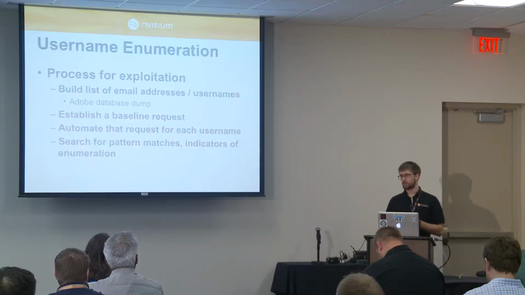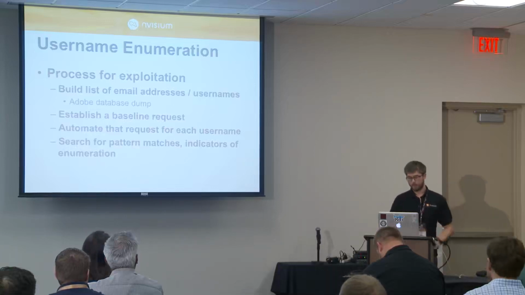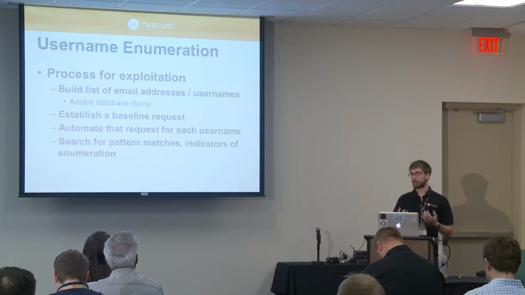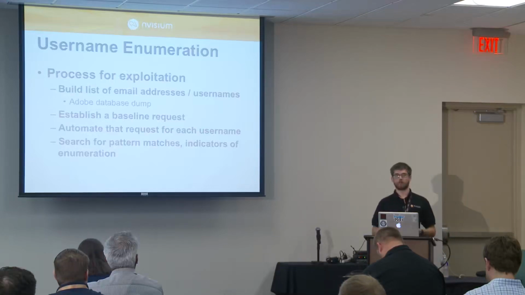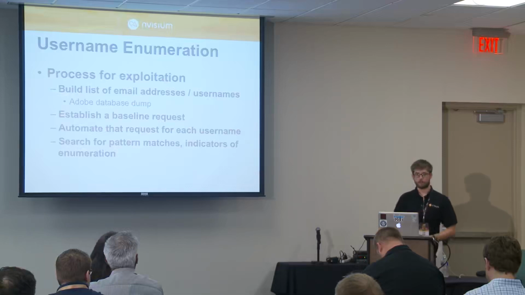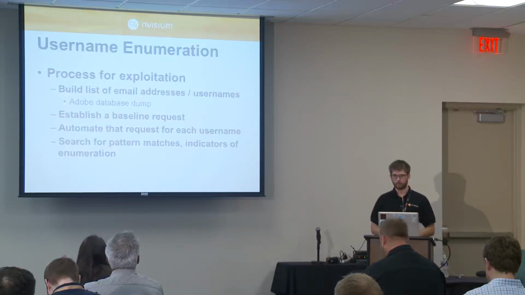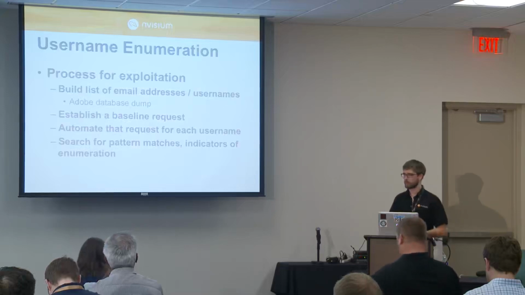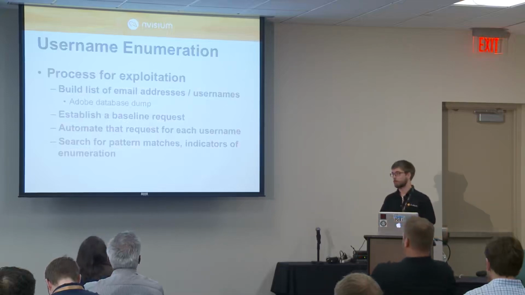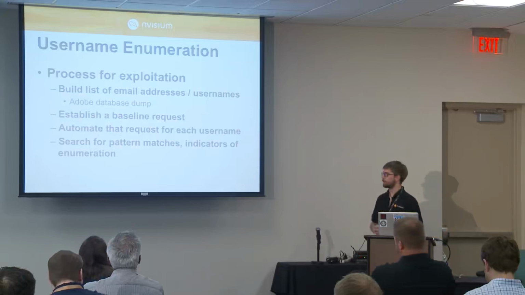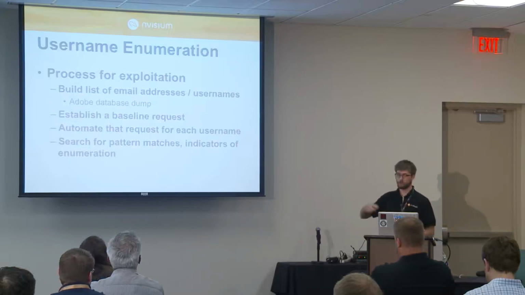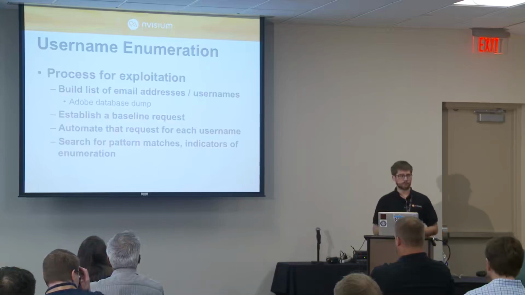The process for exploitation is generally pretty straightforward. As an attacker, we want to build a list of email addresses or usernames that we know are valid and generally exist. So the Adobe database dump is a great place to look because there's well over 4 million unique email addresses contained there. If I'm testing your website or your service for username enumeration, I can just pound through all those Adobe database email addresses and see if they have accounts on your server.